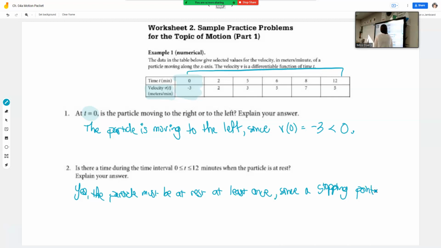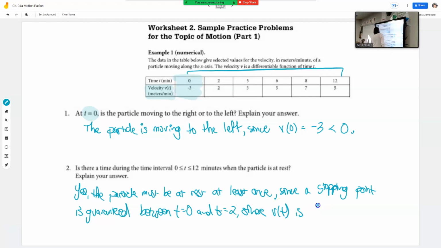You could say V of t must be 0. They all mean the same thing. Stopping point, resting point, V of t has to equal 0. You can use any variation that makes the most sense to you. Is guaranteed between t equals 0 and t equals 2, since velocity is changing signs. Not even just changing signs. Has changed signs.